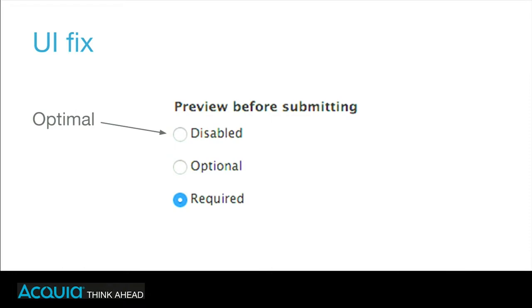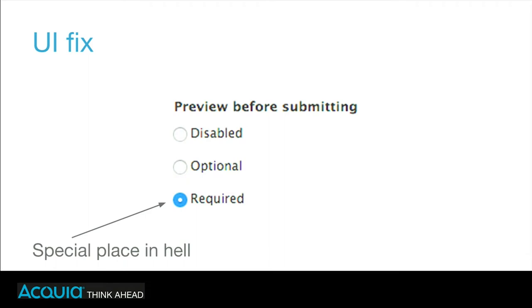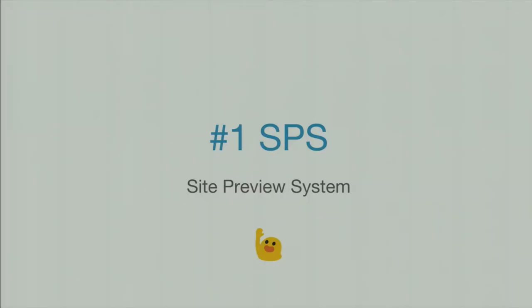There's actually a setting in Drupal's UI, in the editing the content type section. If you just tick the top radio button, it's going to be the best solution here, because it actually hides that button. If you want to mix it up a little bit, you can leave it on optional, and I think Drupal defaults to this, which is great. And if you want to live in the special place, then you can force people to use it.